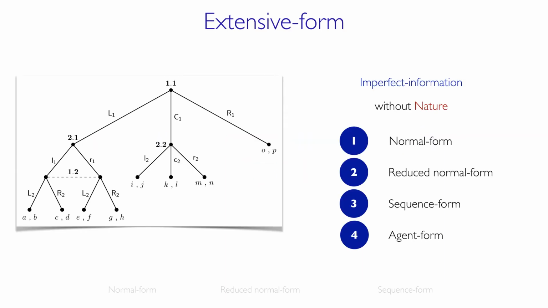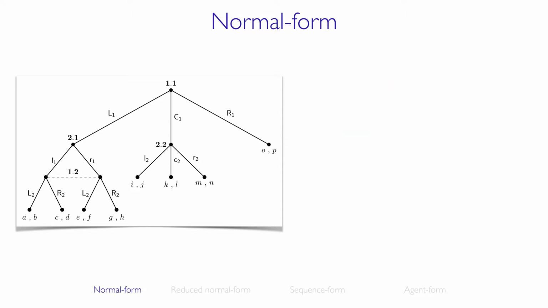In this exercise, we are given an extensive form game with imperfect information and without nature, and we are asked to provide its normal form, reduced normal form, sequence form, and agent form representations. Let us start with the normal form.